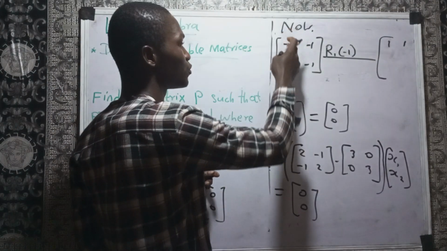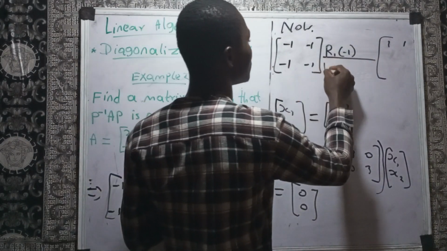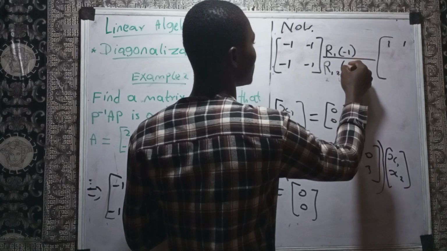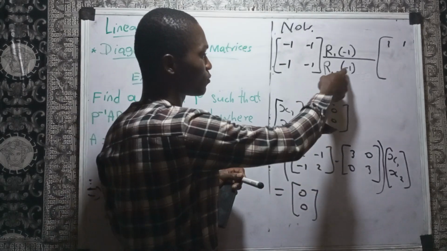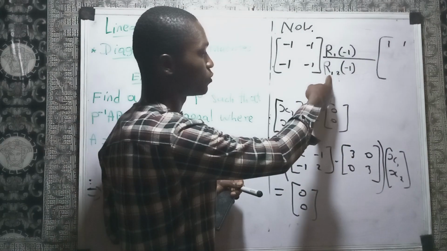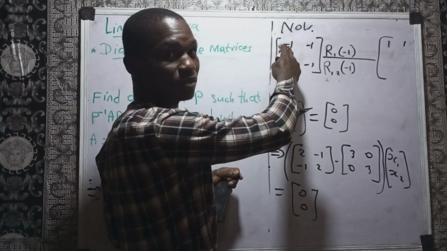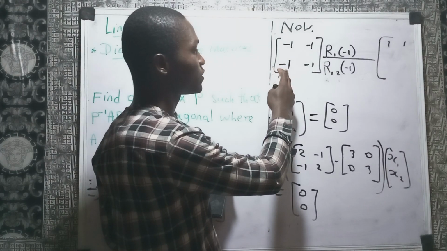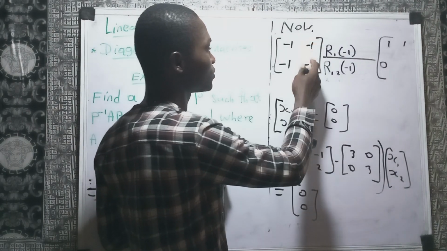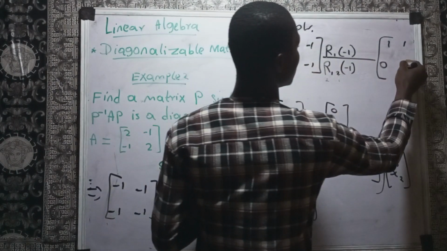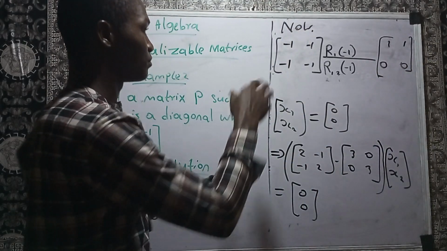So let's make this one positive and add it to this. What we are going to do is multiply the first row by -1 and add the result to the second row. That's what I wrote. So -1 multiplied by -1 is +1, add it to +1 plus -1, you get 0. -1 multiplied by -1 is +1, add it to this -1, you get 0. So this is what we have. With this, we have reduced this matrix.